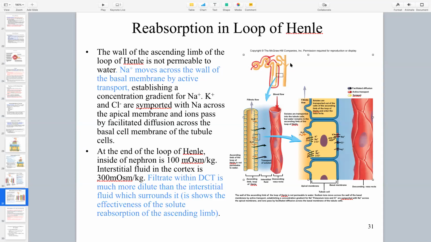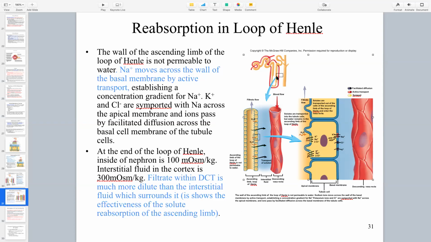Filtrate within the distal convoluted tubule is much more dilute than the fluid in the interstitial space. It shows just how effective solute reabsorption is on this ascending limb. And if you're ever confused about this, probably the easiest way to remember it is: what happens on the ascending limb causes what happens on the descending limb. So as you understand that concept, now we can fill in the gaps. Well, what happens on the ascending limb then?